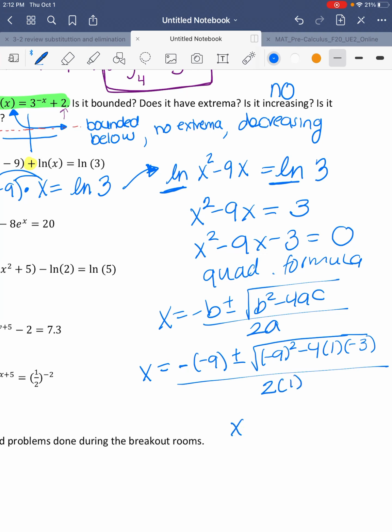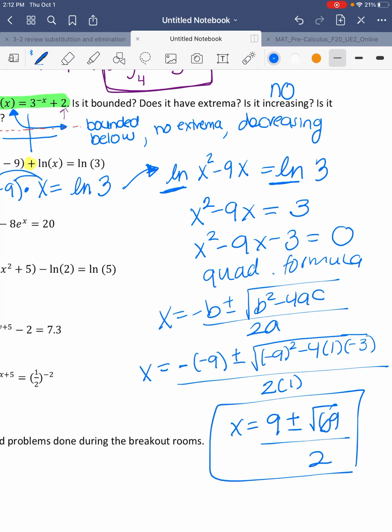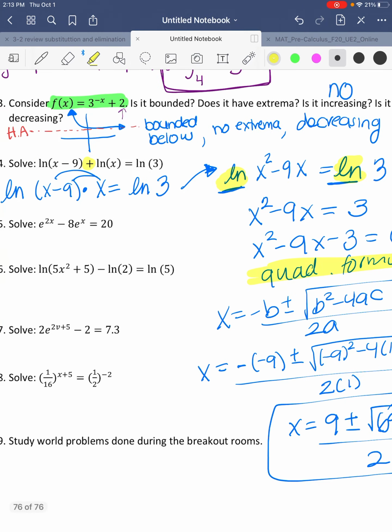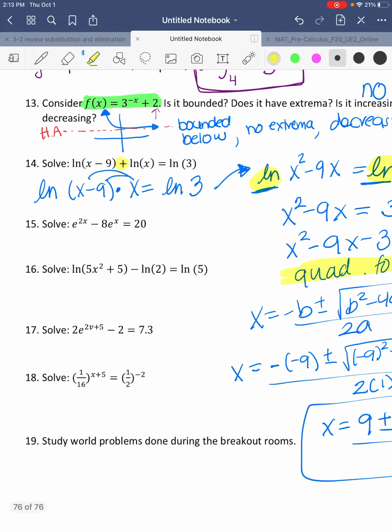And then after you simplify, you're going to get 9 plus or minus the square root of 69 over 2, and I will leave it like that because I want exact answers. So 9 plus or minus square root of 69 divided by 2. So that is your x using the quadratic formula, and we used it because we couldn't factor it. Don't forget, if there are 2 ln's, they cancel out. Okay, so that is question 14. Question 15.